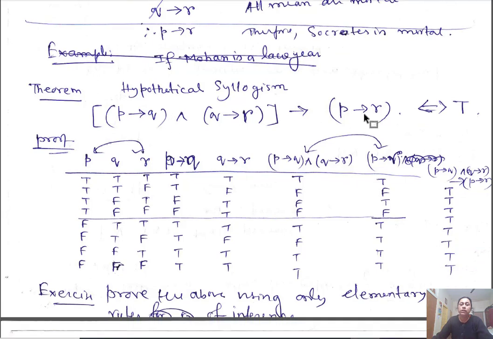So instead of a truth table, you can also use the elementary rules of inference to prove that. Just simply you can use disjunctions. P implies Q is essentially the same as the disjunction negation of P or Q. So there is some elementary formula you can use to prove this.